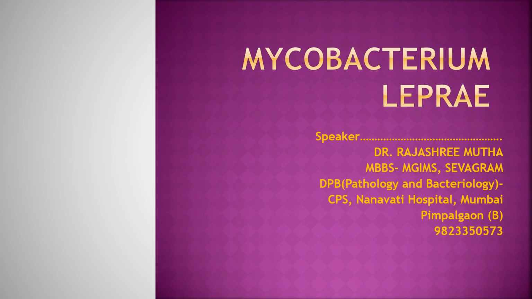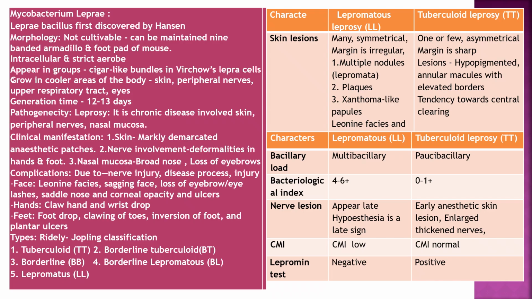Hello students, let's study Mycobacterium leprae. Mycobacterium leprae, the lepra bacillus, was first discovered by Hansen. Morphology: not cultivable, can be maintained in the nine-banded armadillo or the footpad of the mouse. Intracellular and strict aerobe. Appear in groups, cigar-like bundles, in Virchow's lepra cells.